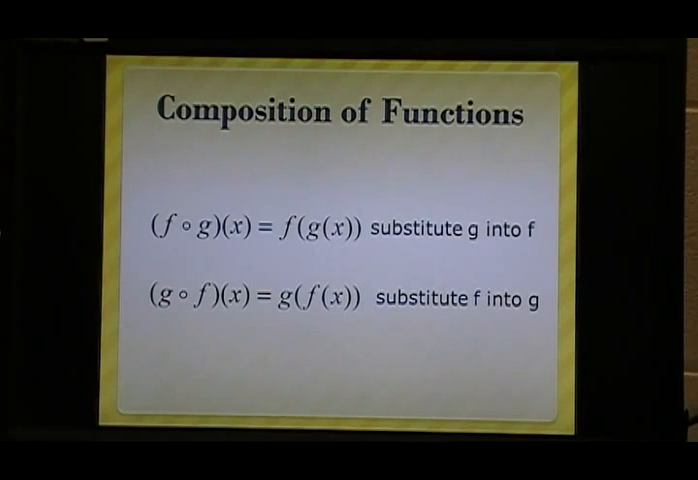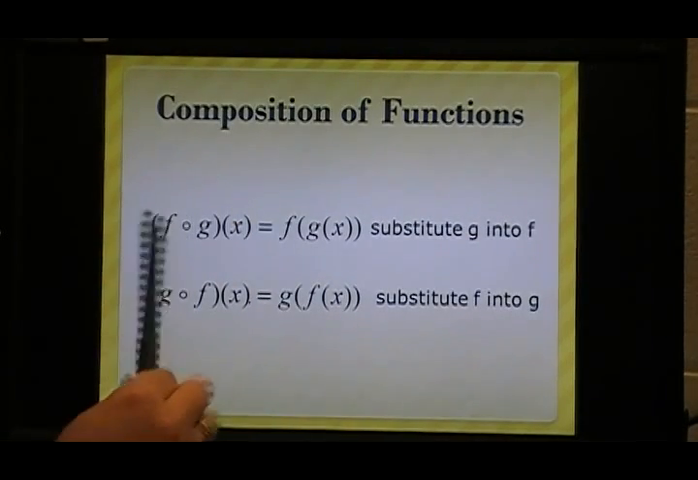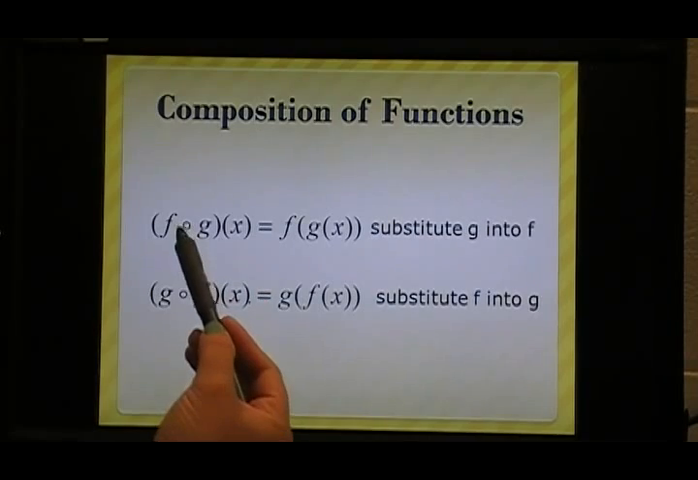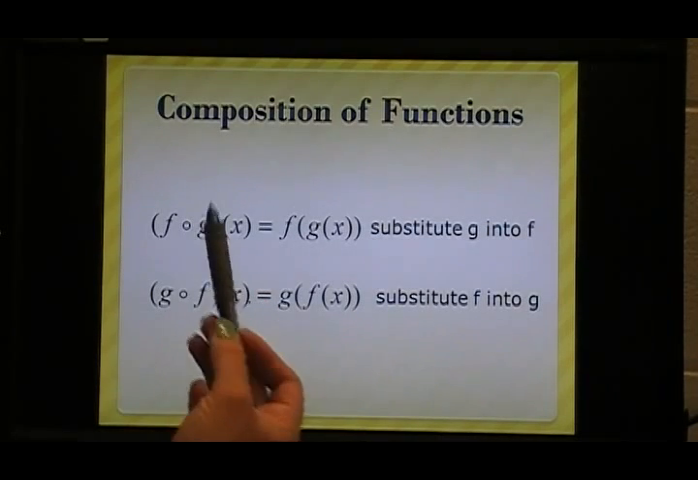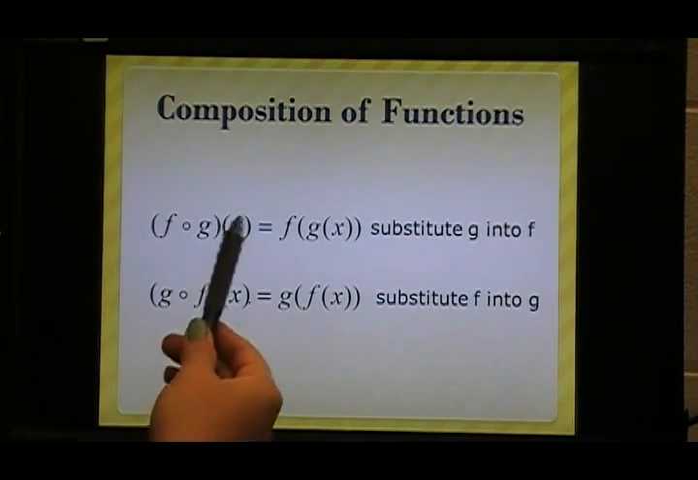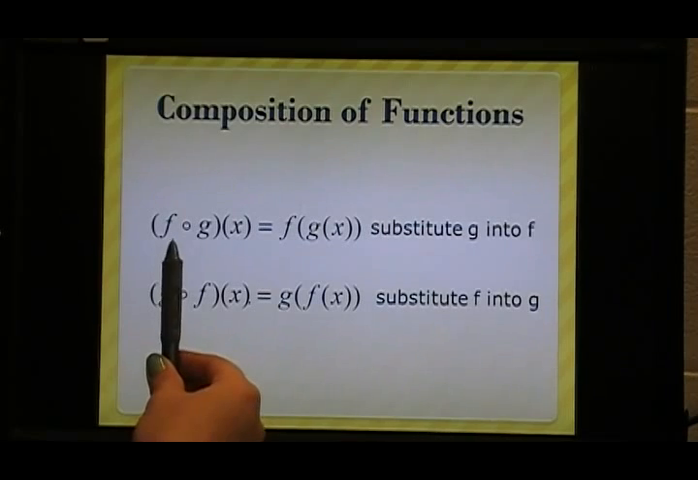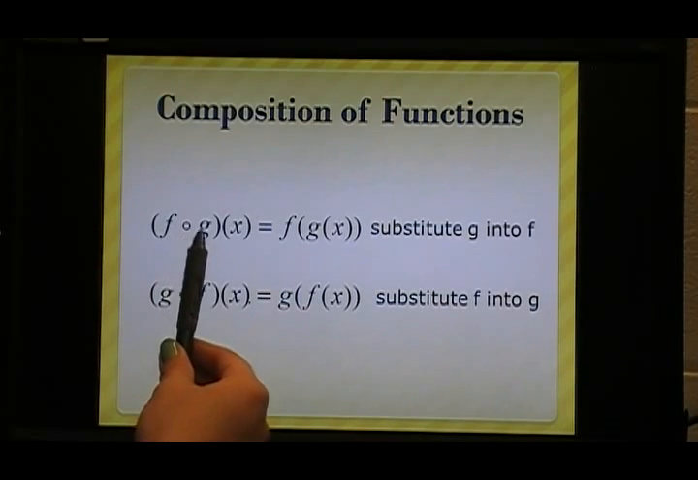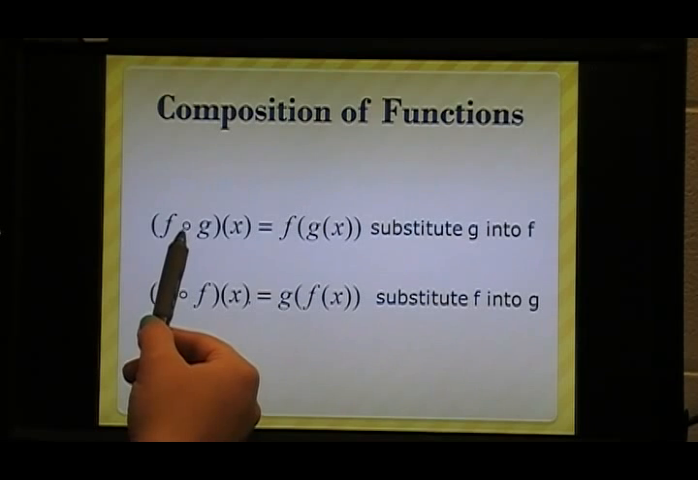So we just discussed adding, subtracting, multiplying, and dividing functions. Now we're going to talk about composing functions. Some notation you may not have seen before is this open circle. It kind of looks like a degree symbol, but when you read it with respect to functions, it's read as "f composed of g." That is the composition symbol.